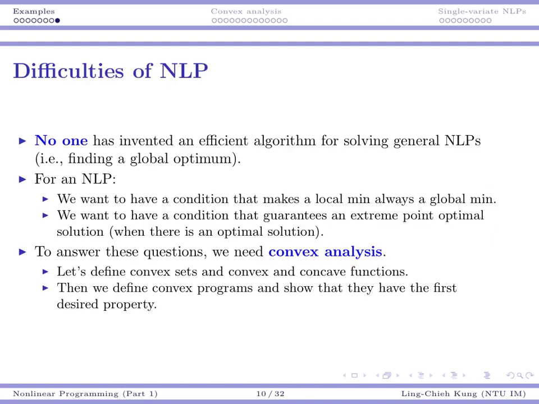So our main tool is convex analysis. This is what people do today in the world, in the field of nonlinear programming, regarding finding conditions to satisfy these two requirements. Okay, we need to have some mathematical tools first. So we will first define some concepts called convex sets and convex and concave functions, and then tell you what convex programs are, and then show that they have the first property. Mainly we will rely on the first property to solve problems in this course, and that's also the general idea in the current field of nonlinear programming.